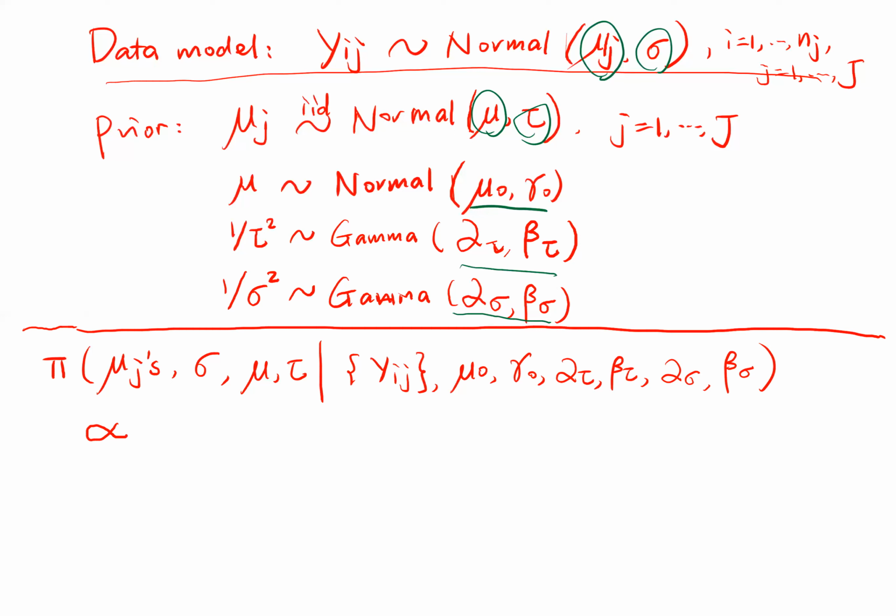Okay, so I'm just going to write the first step for you. Might be a little bit complicated. So let's write the prior first. So what do we have? We have mu j given mu and tau. Right, so this is the prior that we have for mu j.